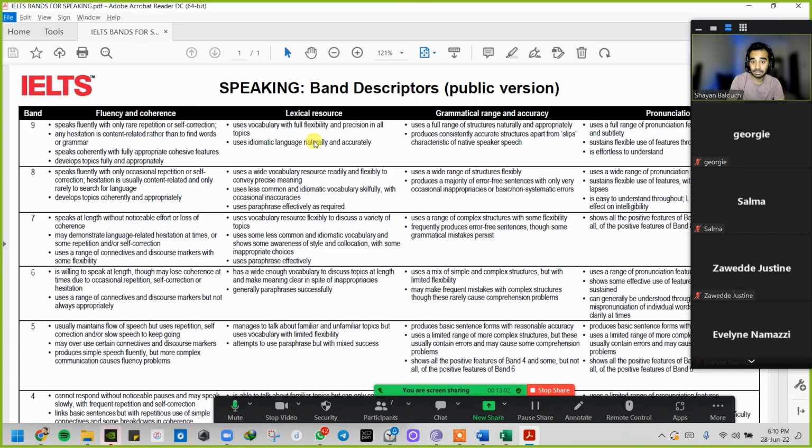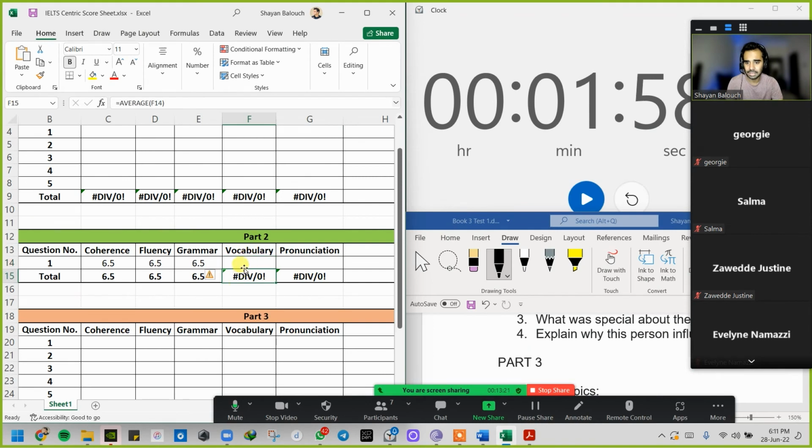Her vocabulary performance. Now, the 6 says she has a wide enough vocabulary to discuss topics at length and make clear her own meanings, using general phrases successfully. A 7 uses vocabulary resources flexibly, discusses a variety of topics, and uses less common idiomatic vocabulary. So in this, I will definitely give her a 7 score because I really didn't find enough problems here.